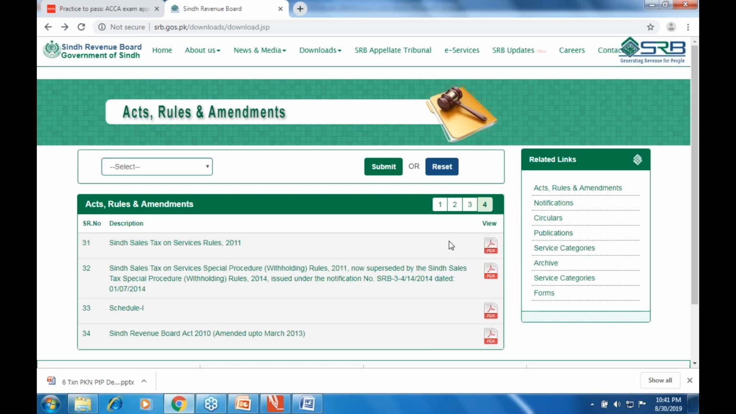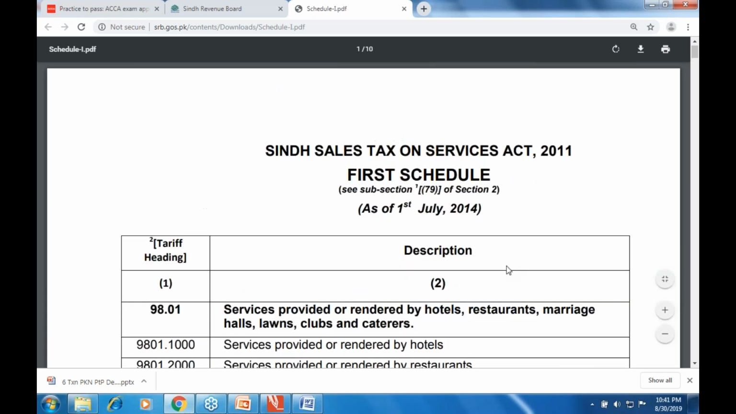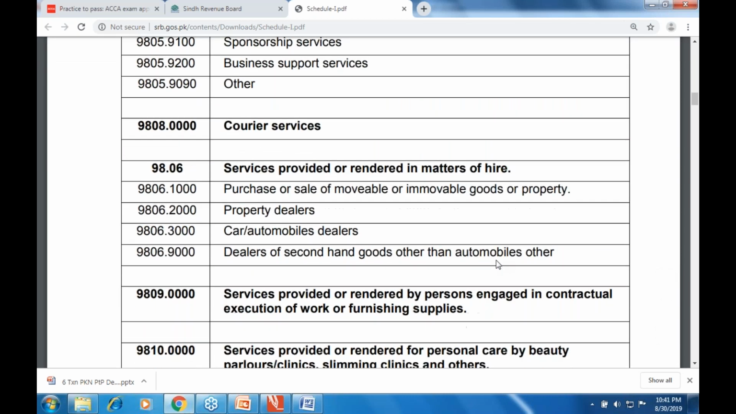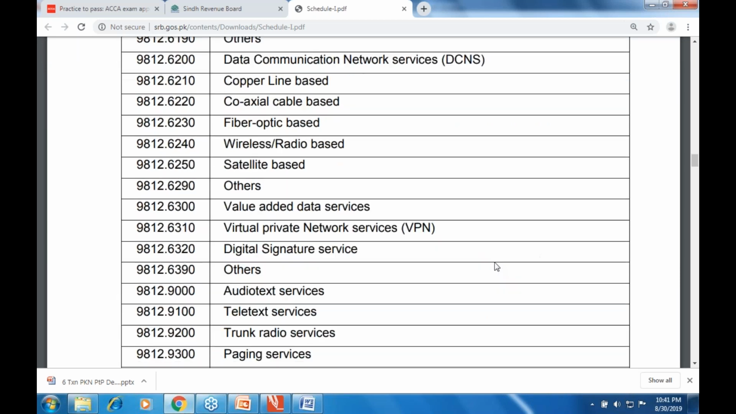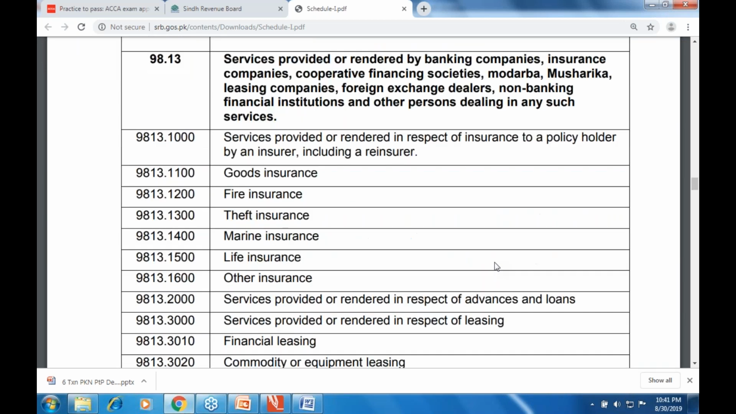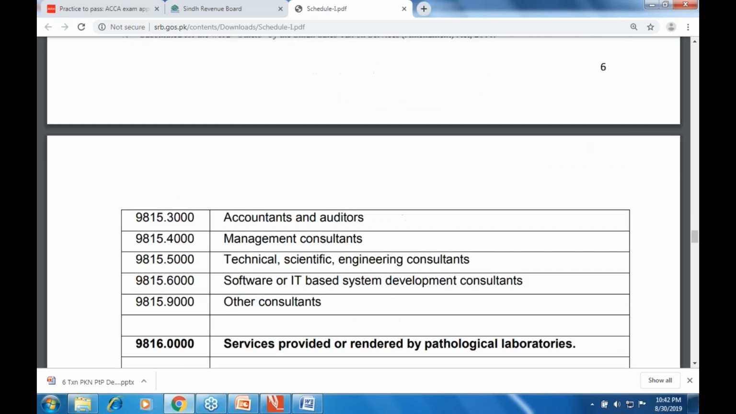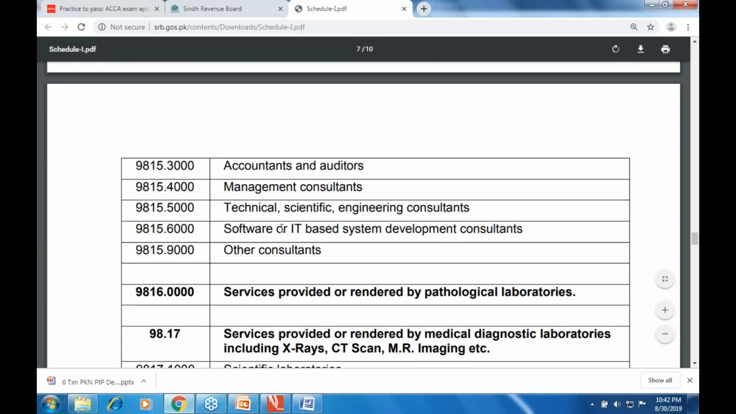Where is the act? Maybe the schedule 1 would cover the services. Yeah, here. There is a huge list of services which are covered under the provincial. So for all of these, the sales tax is going to be imposed by Sindh Revenue Board and not the FBR. Like you get the internet bill, the insurance premium, whatsoever, the sales tax on them is imposed by the Sindh Revenue Board. Medical practitioners, legal practitioners, accountants, management consultants, etc. The sales tax is imposed by Sindh Revenue Board.